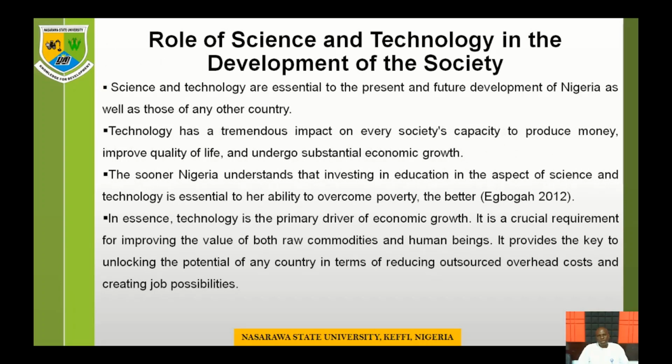So, the role of science and technology in the development of society. Science and technology are essential to the present and future development of Nigeria as well as those of any other country. Technology has a tremendous impact on every society's capacity to produce money, to improve quality of life, and to undergo substantial economic growth. The sooner Nigeria understands that investing in education, the aspect of science and technology, is essential to our ability to overcome poverty, the better for us as a country. That was stressed by Boga in 2012.